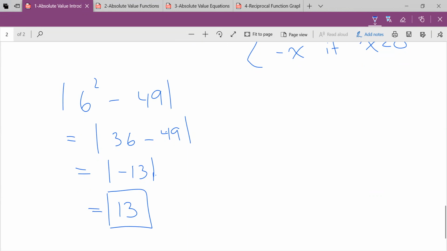An absolute value tells me how far away from 0 I am. Done.